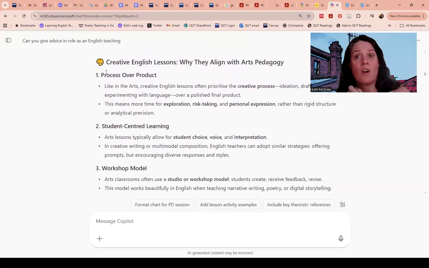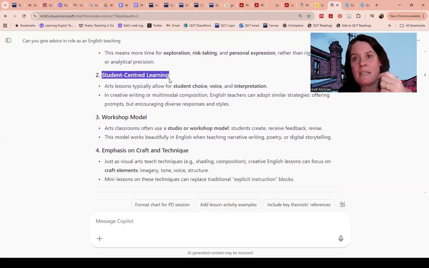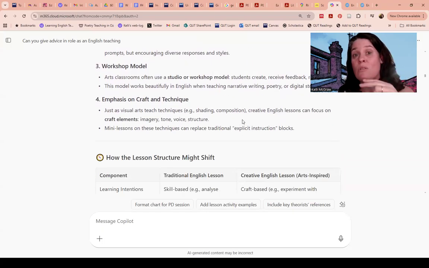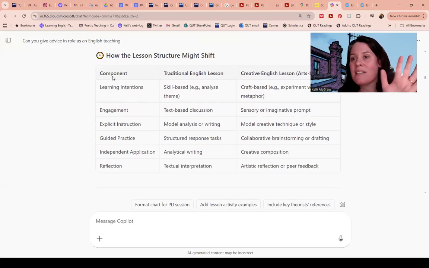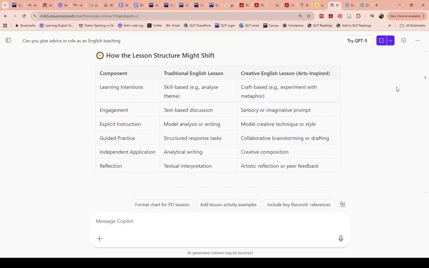about how sometimes a lesson does have to focus on process and sometimes a lesson does have to have more student-centered learning. And so it's giving me ideas for what I could steal and use in English for more creative leaning lessons. Maybe using a workshop model, which I did show you in a lesson planning video. So go back and look at that if you're curious. And emphasizing craft and technique. And it's got this lovely table about how the lesson structure might shift. Pause that if you're interested.